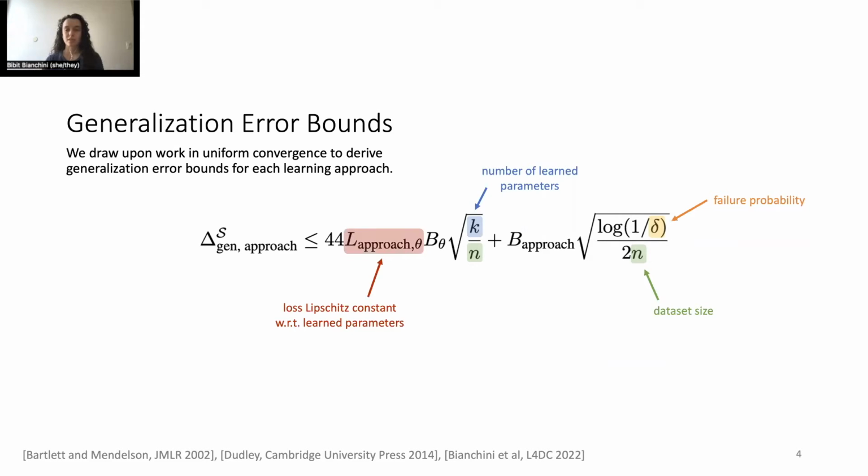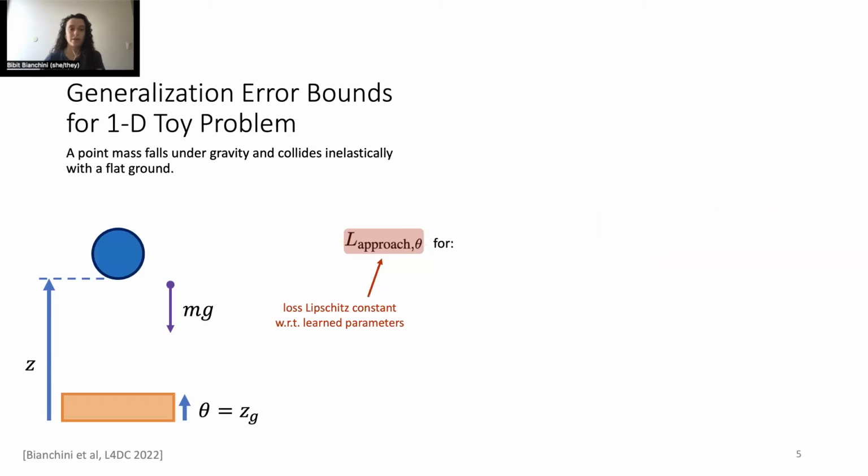So all of these terms make a difference. The important differentiating value here is actually this Lipschitz constant of the loss function with respect to the learned parameters, theta. And this is the quantity that ends up making the biggest difference between these approaches. So let's go into what this might look like in an example. Let's use a one-dimensional toy problem of a point mass that is falling under gravity and can collide inelastically with a flat ground whose height we are trying to learn. So here the theta is just one value, the height of this ground.